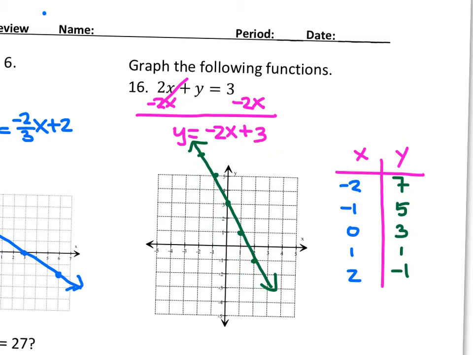Or you can make a table by substituting in negative 2. Negative 2 times negative 2 is 4. 4 plus 3 is 7. Negative 1 times negative 2 is 2. 2 plus 3 is 5. 0, this whole thing will be 0, plus 3 is 3. 1 times negative 2 is negative 2, so 3 minus 2 is 1. And 2 times negative 2 is negative 4, so 3 minus 4 is negative 1. Same points, you graph them, and there's your line.